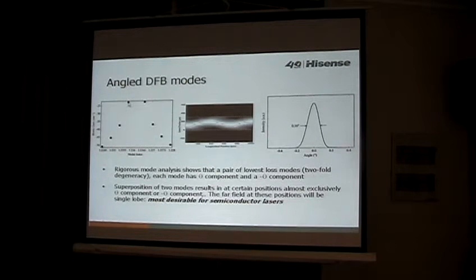Each of these modes can be viewed as having two components, one a plus theta component and another a minus theta component. The total field will be a superposition of these two degenerate modes. At the right positions, this superposition of the two modes will give us an optical field that includes only either the plus theta component or the minus theta component. This is a very good feature for the semiconductor laser.